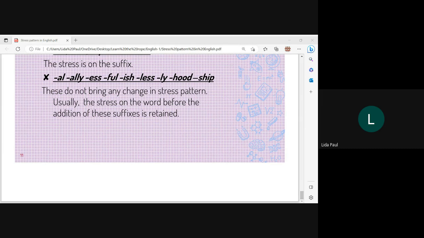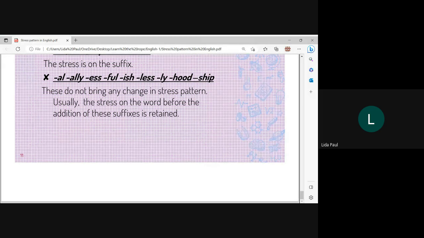So "computer": compute, and from compute you have computer. That's all. What are the other ones? You have "-ally", "-ness", "-ful", "-ish", so "childish", or "careless". "-ly", you have a lot of them. "-hood", "likelihood". "-ship", "friendship".